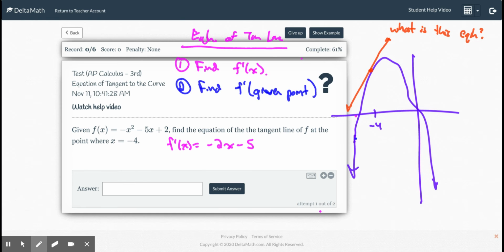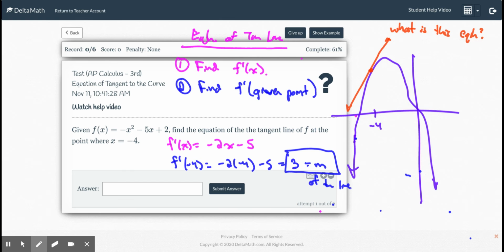So now f prime of negative 4, negative 2 times negative 4 minus 5 would be 8 minus 5, which is 3. Think about the interpretation: this is a slope. That's going to be the slope of our tangent line. It's our m of our tan line.